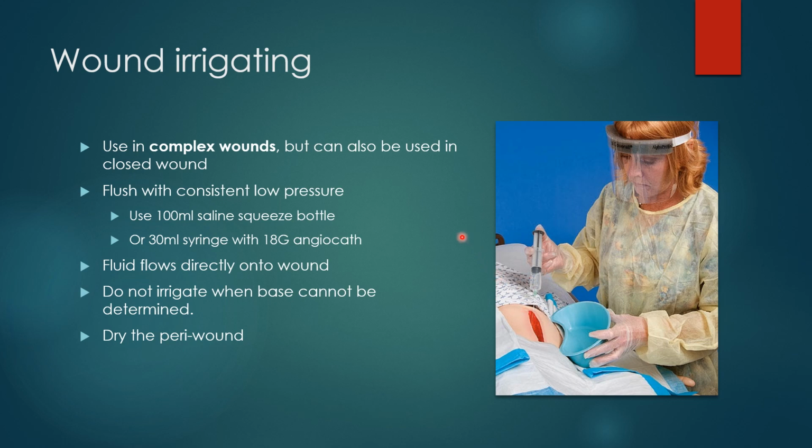So we're going to push that fluid, or make that fluid flow, directly into the wound and then have that fluid flow out. We cannot irrigate a wound that we cannot see the base of. We need to be able to see where that wound ends in order to properly irrigate it. And we need to make sure that we dry the peri-wound. That is the end of our second section for Unit 2.